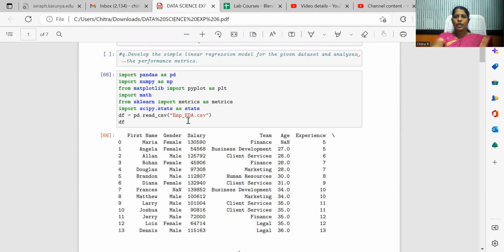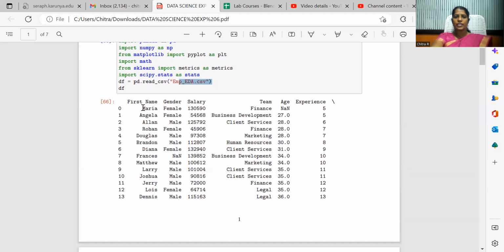First, read the data. Here I am using the employee data set. Read the data set. These are the attributes of the data set: first name, gender, salary, team, age, experience. By analyzing this, we can identify that first name, gender and team won't affect the salary as well as the experience. Here this is simple linear regression, so I can select only one input variable as well as the output variable. In our experiment, we are selecting the salary as well as the experience.